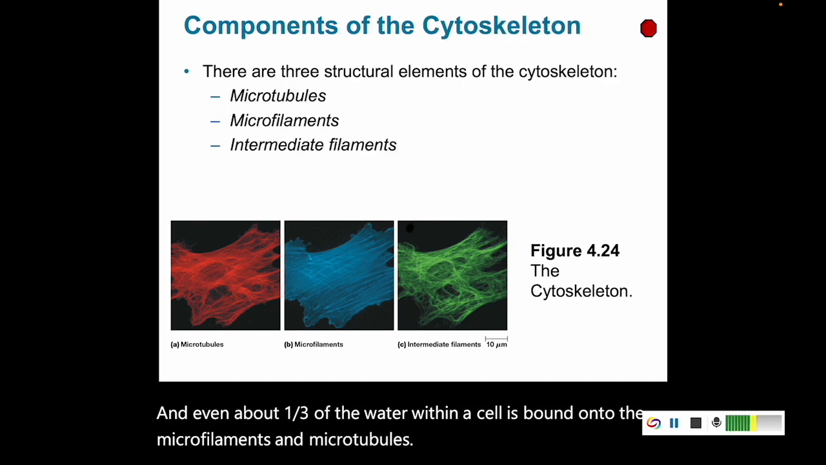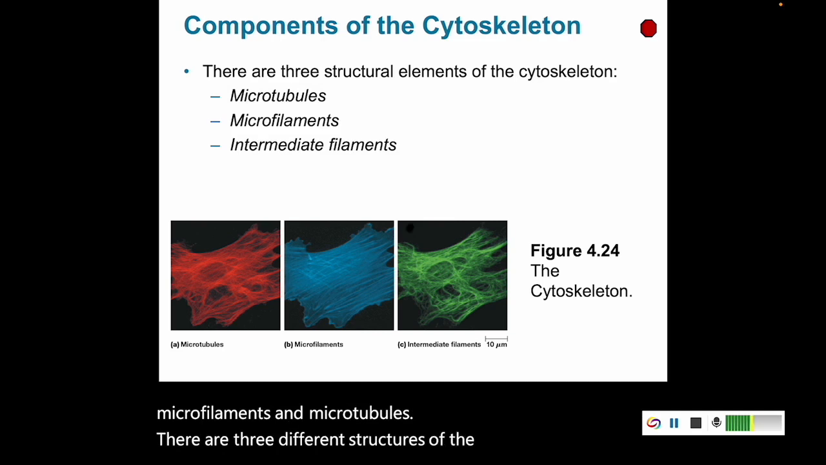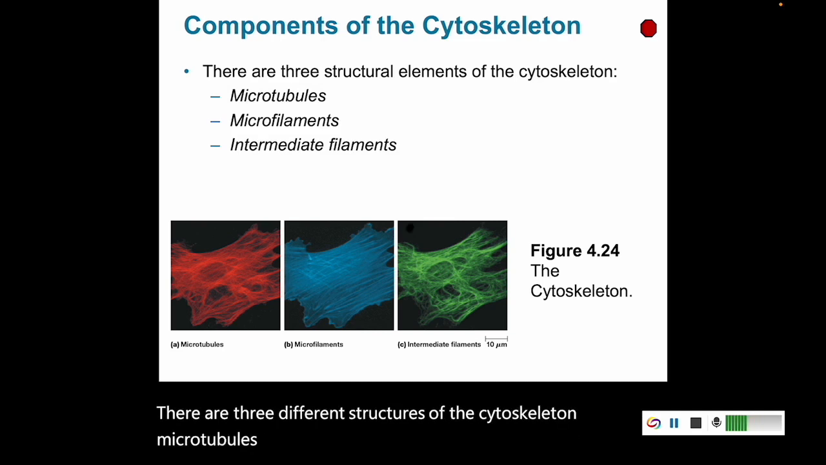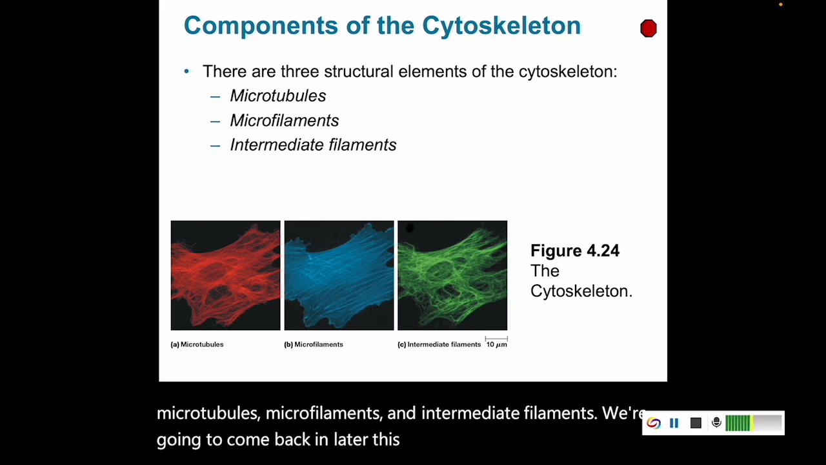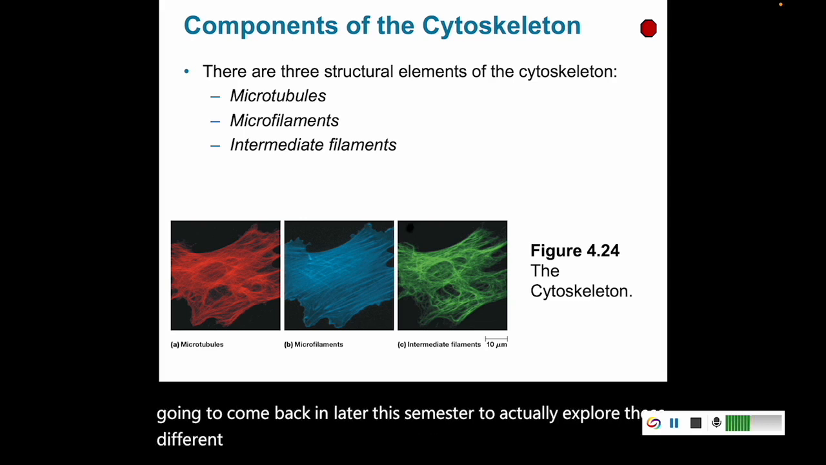There are 3 different structures of the cytoskeleton: microtubules, microfilaments, and intermediate filaments. We're going to come back later this semester to actually explore these different structures in a little bit more detail. For now, you can just know that those are the structures that are there.